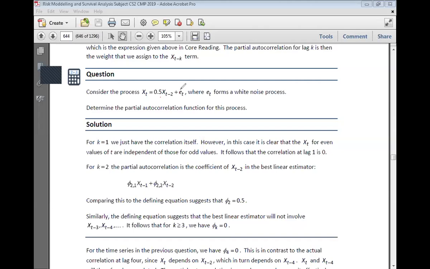And remember, when I'm talking about a white noise process, it doesn't always mean that the expectation is 0, unless it is explicitly mentioned that the expectation is 0, which would generally be the case in this chapter at least. Okay, so now what they are asking us to do is to determine the partial autocorrelation function for this process. And using what we just saw, what can you say about the partial autocorrelation function of this particular process?